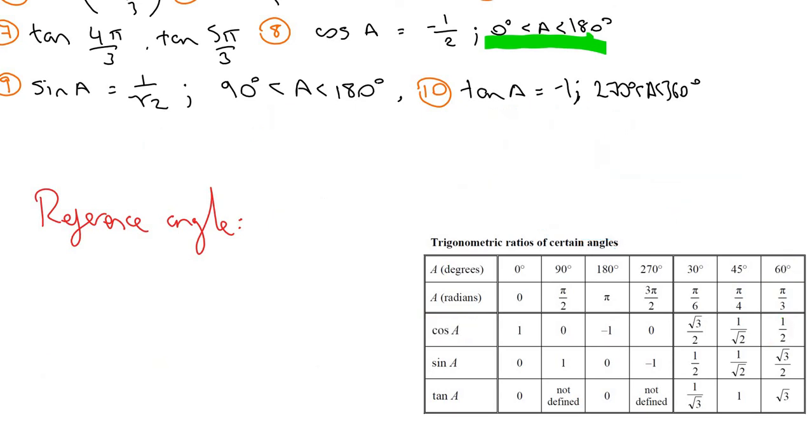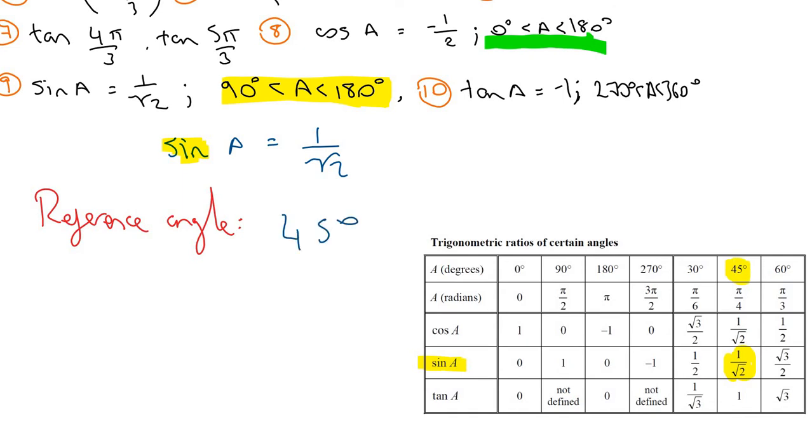So the next question is question 9 here. We're told sine of A equals 1 over root 2. So we're going to do the same as the question before. This time we're told to limit our answer between 90 and 180 degrees. So we look up what is 1 over root 2 as a reference angle. We're dealing with sine, so we go across to 1 over root 2 here, and it's 45 degrees. So my reference angle is 45 degrees.